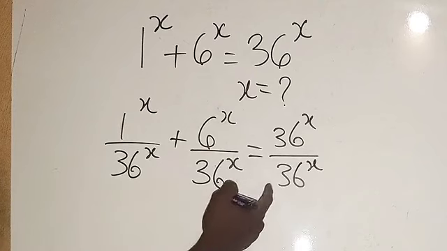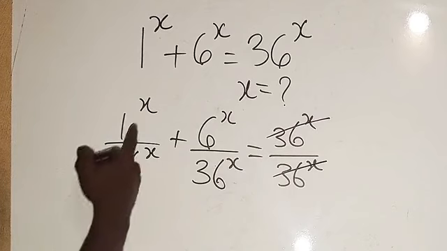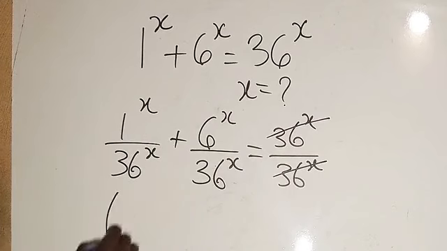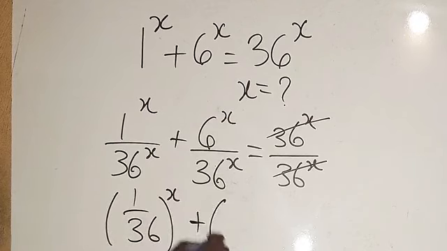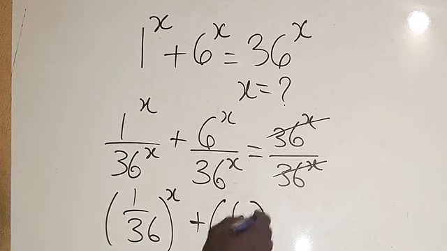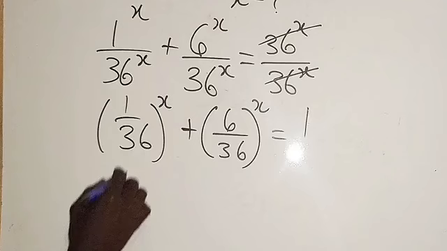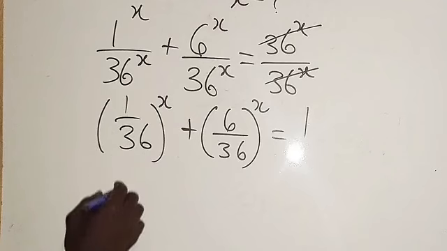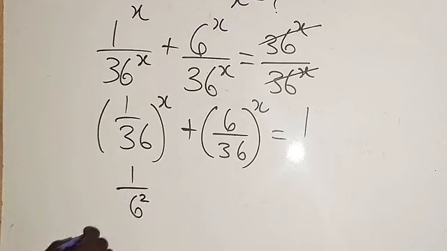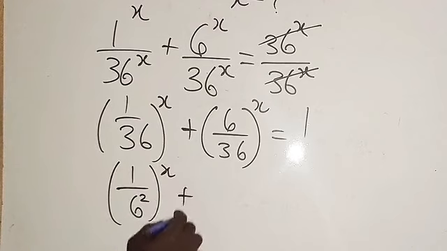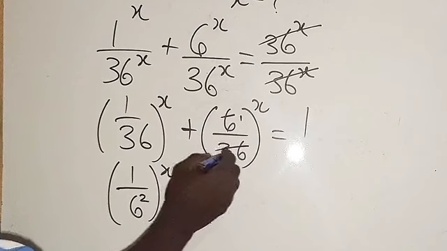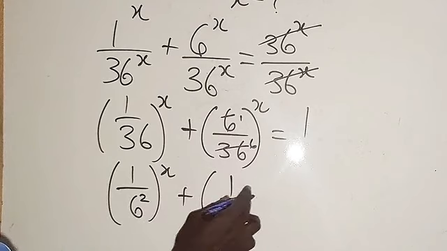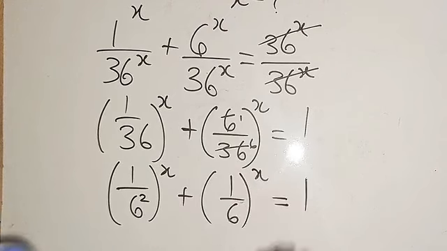So now from here, we cancel this, right? Then here we are having x there, we are having x there, so we can have this to be 1 over 36, then x, plus, now here we can have 6 over 36, then x, equals 1. I can write this as 1 over 6 squared, raised to the power x, plus, 6 we cancel, 6 here we're going to have 1, 6 here we're going to have 6, we have 1 over 6, all to the power of x, then 1.